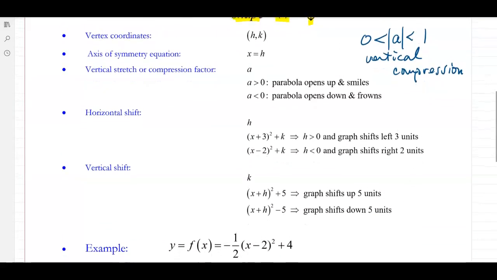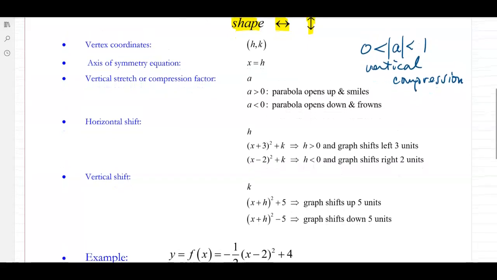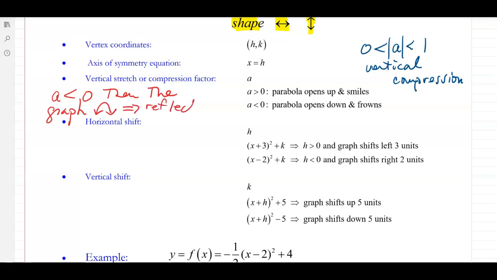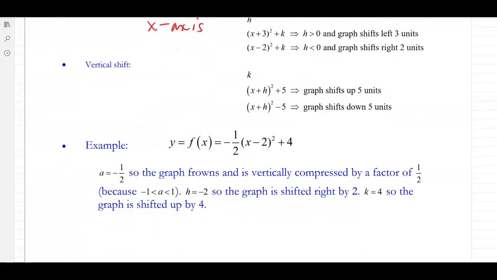Let's show this. When the a value is negative, then the graph does this. It opens down, and that's a reflection about the x-axis. And that's an important concept. That's a key transformation.